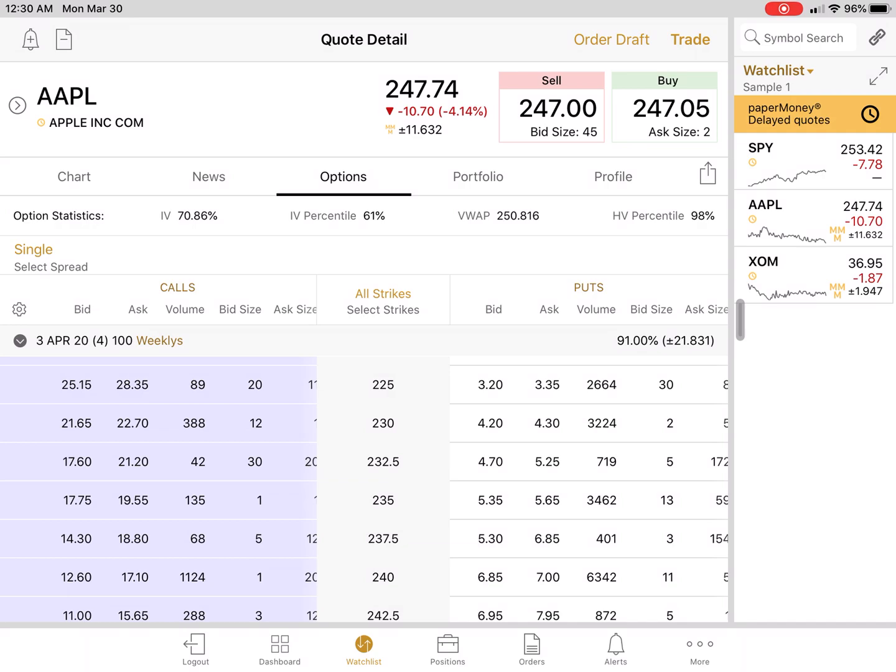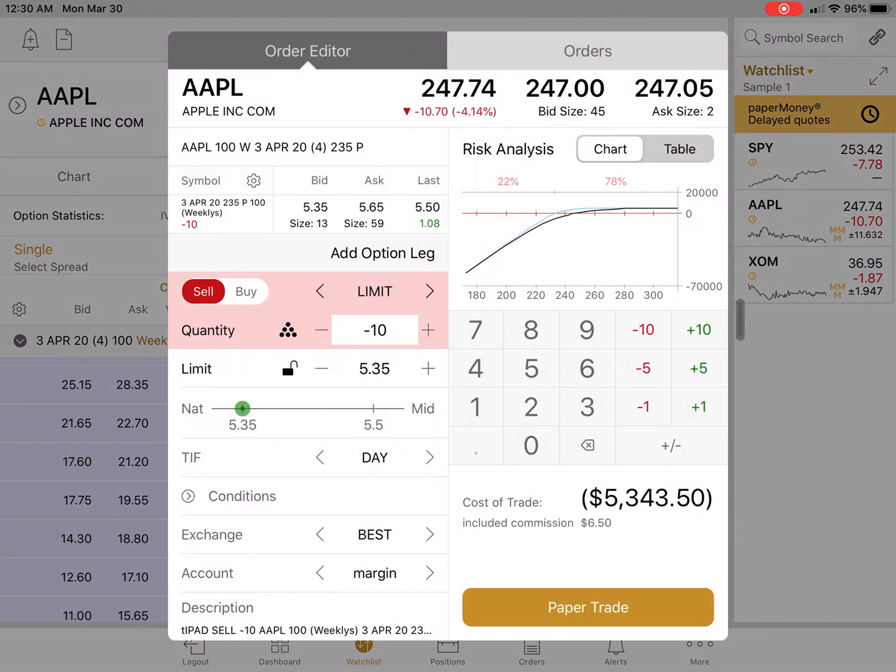The bid price is 5.35, and I'm going to tap on it. Now we have the order editor, and on the left hand side you see Apple, and then the specific option, and then you see April the 3rd, 2020, 235 is the strike price, P for put, 100 shares, it's a weekly. Now let's change that number of contracts. I want to do only one, and notice how this time it says sell. This is the same as writing a naked put.